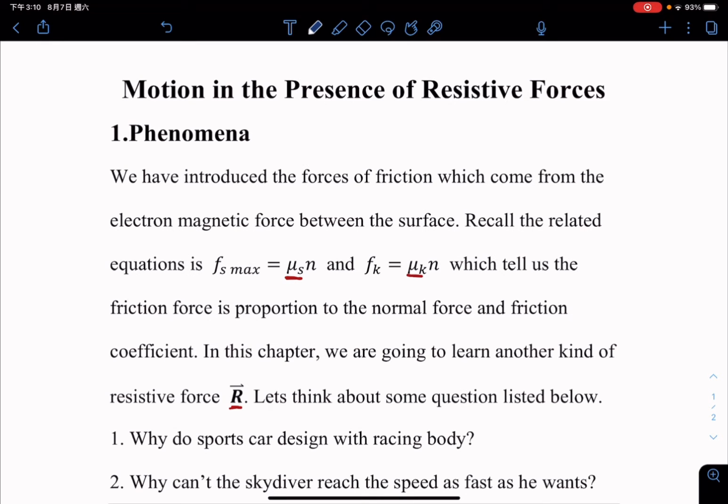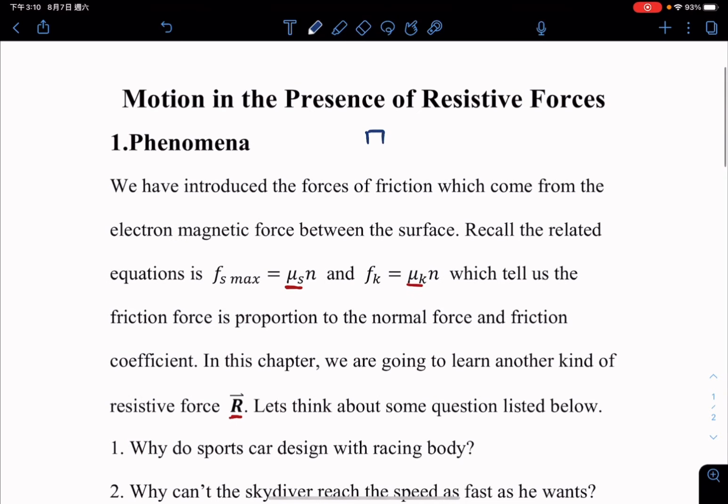We have already introduced the forces of friction, which come from the electromagnetic force between surfaces. If we have an object and put it on a surface, on the ground or something, and we exert an external force, we will find out that there is also a friction force in the opposite direction.